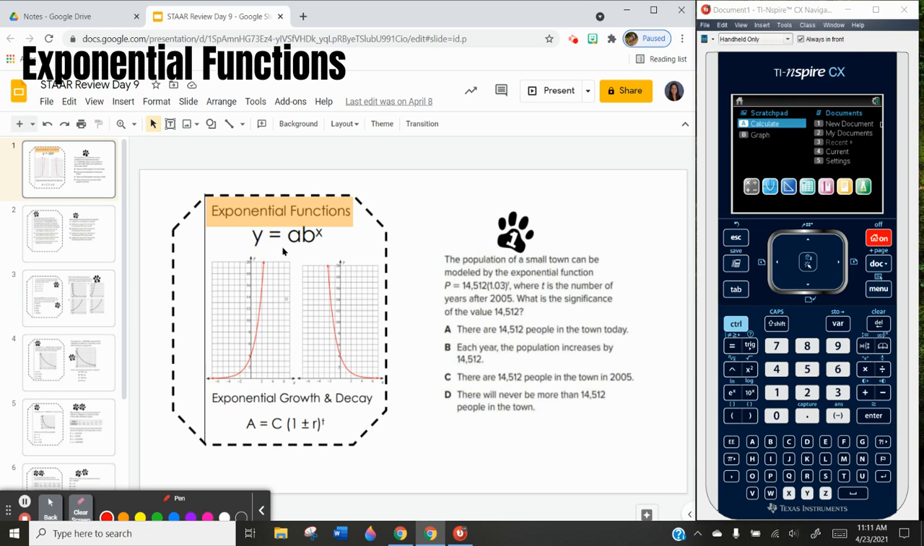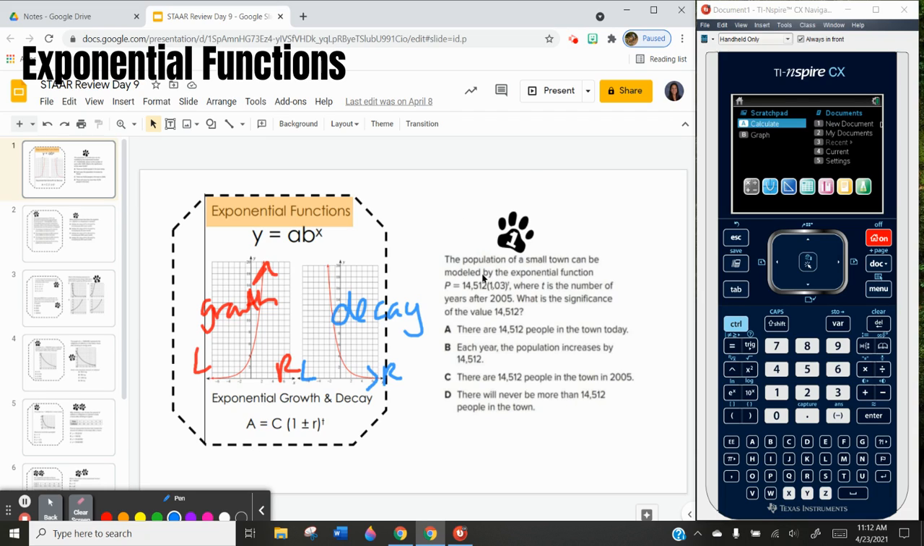Now, looking at the first graph that we have here, this graph is going up from left to right. So if you start on the left and go to the right, it's going up. So we call this exponential growth. Now this graph, the second one, if you look at it from left to right, it is going down. We call this exponential decay when it's going down.